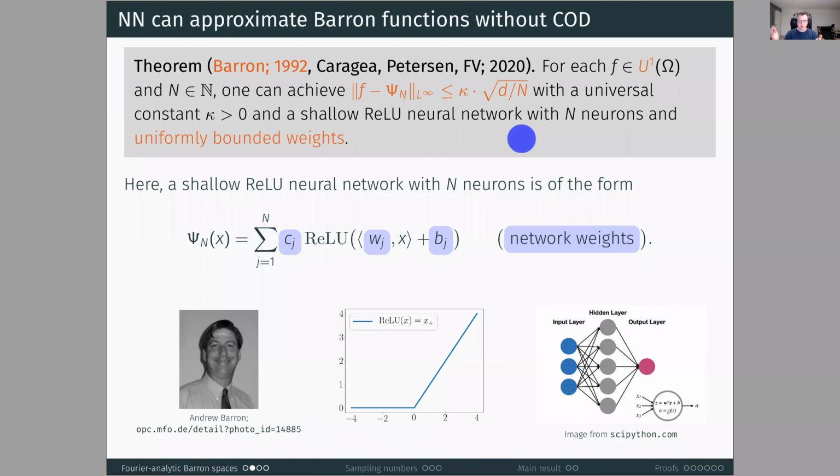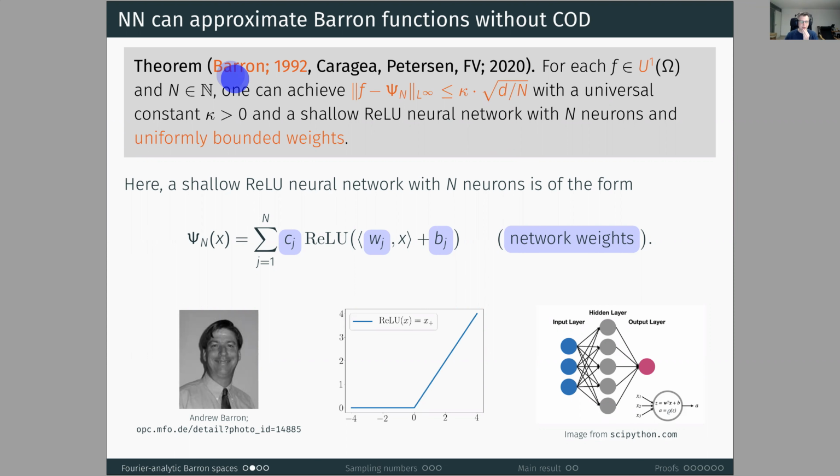What is the curse of dimension? For many function classes, if you want to approximate functions from the class with n parameters to a certain accuracy epsilon, you need exponentially many parameters, neurons, whatever, exponentially many in the dimension. And this is not the case here. Here you always get error square root of d over n, so the input dimension d only enters polynomially and not exponentially.